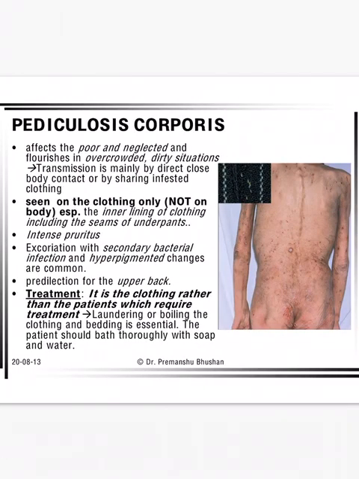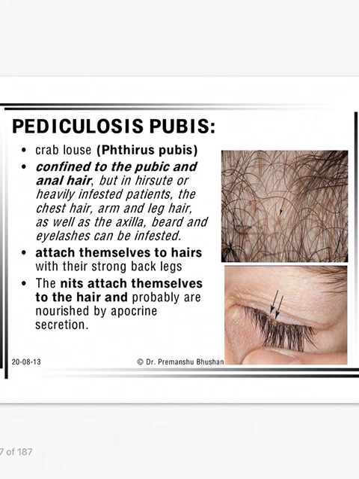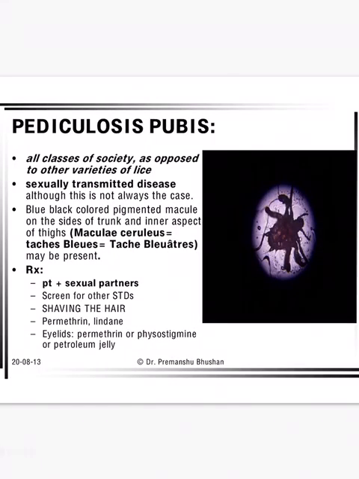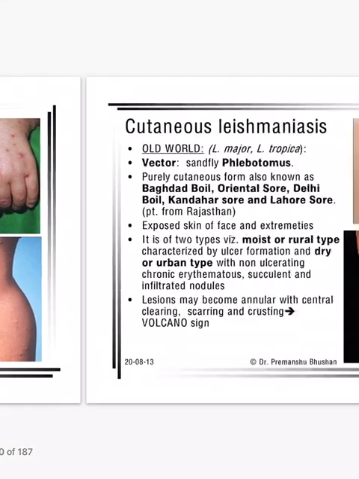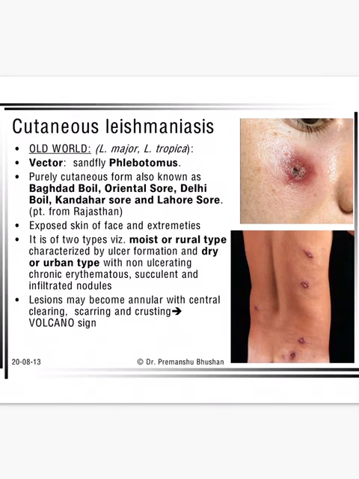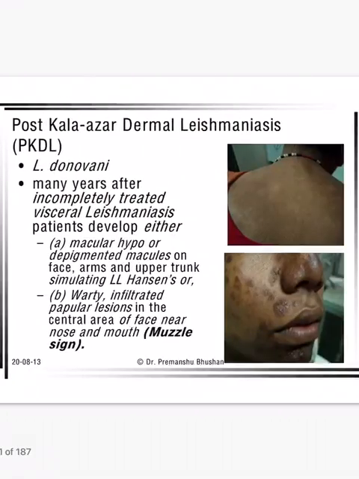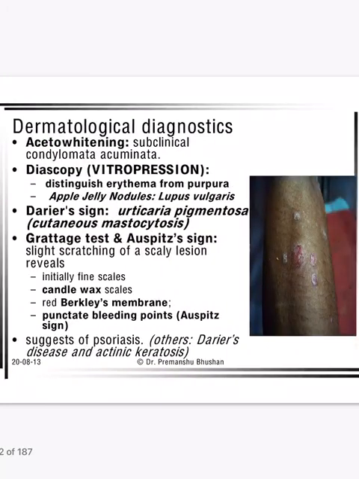Now coming on to the other one, that is pediculosis corporis. Basically this is seen in overcrowded, dirty situations. If it involves the pubis area, that is known as crab louse or phthirus pubis. Then pediculosis pubis is also similar. See, this is cutaneous leishmaniasis. The vector is the sandfly, that is Phlebotomus. Now coming on to post-kala-azar dermal leishmaniasis, that is due to Leishmania donovani. It develops many years after incomplete treatment.